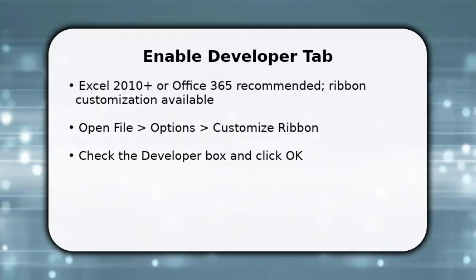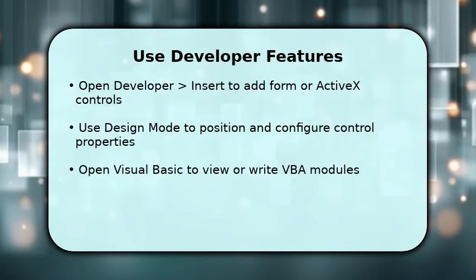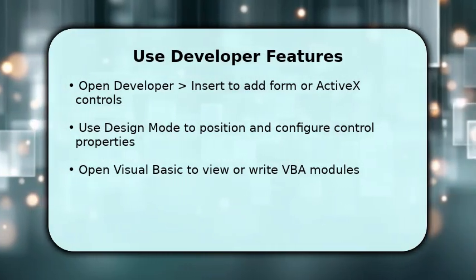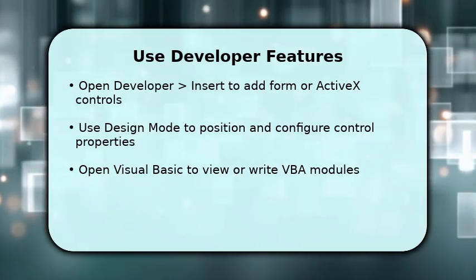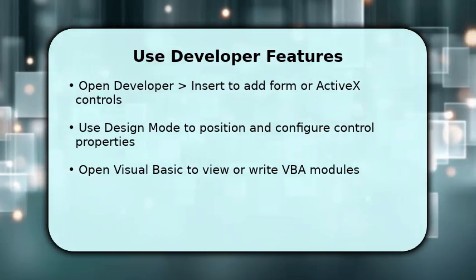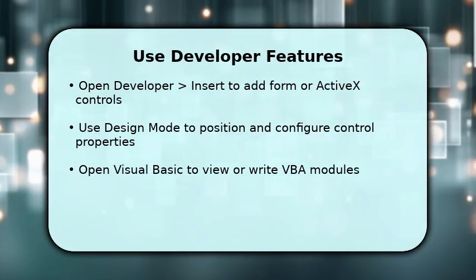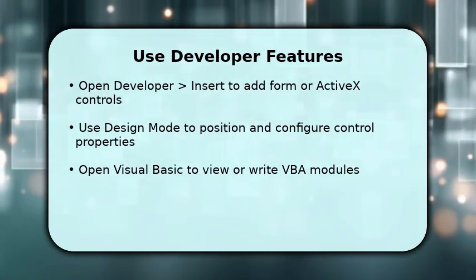Open the VBA editor or manage macro settings. Now you'll use the Developer tab to add interactivity and automation. Click Developer, then insert and choose either form controls for simple buttons or ActiveX for advanced behavior. Once inserted, toggle design mode to move and size controls, then open properties to set names, captions, and events.